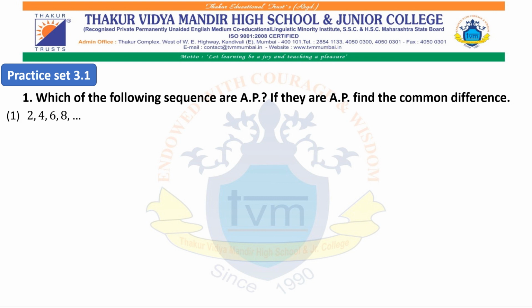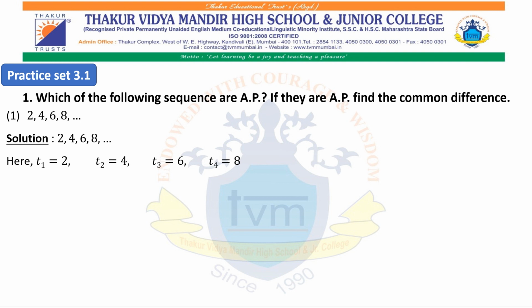The sequence given here is 2, 4, 6, 8. Now let us begin with the solution. We will write 2, 4, 6, 8. 2 is our first term, 4 is our second term, 6 third term and 8 is the fourth term. We will specify that. We will write T1 equals 2, T2 equals 4, T3 equals 6, T4 equals 8. These are the 4 terms they have given. For identifying whether these values are AP or not, we have to check their differences.